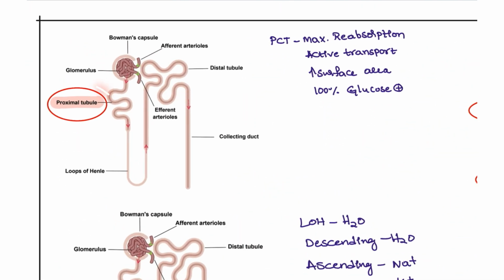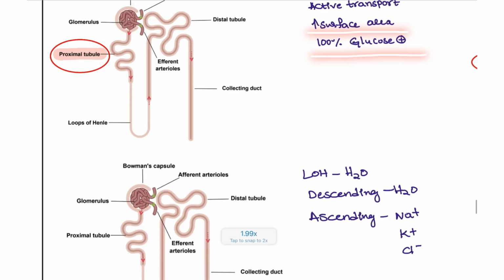Okay. Next, proximal tubule. The maximum action here is the reabsorption. Because of the active transport, it is going to get the maximum reabsorption of all the particles, all the elements, and everything is reabsorbed in the proximal convoluted tubule. Because of its high surface area, even 100% of glucose is absorbed here.